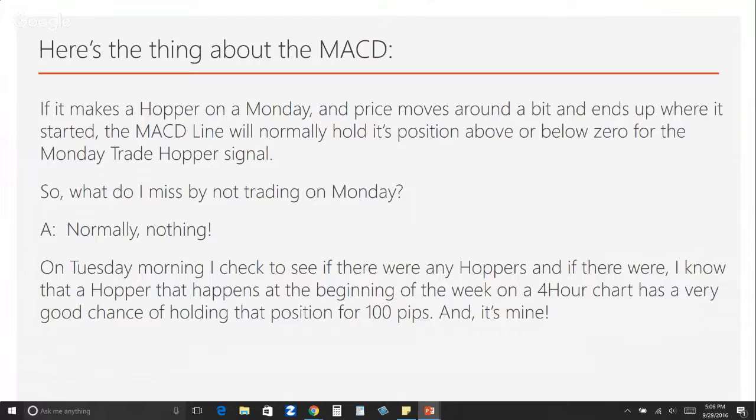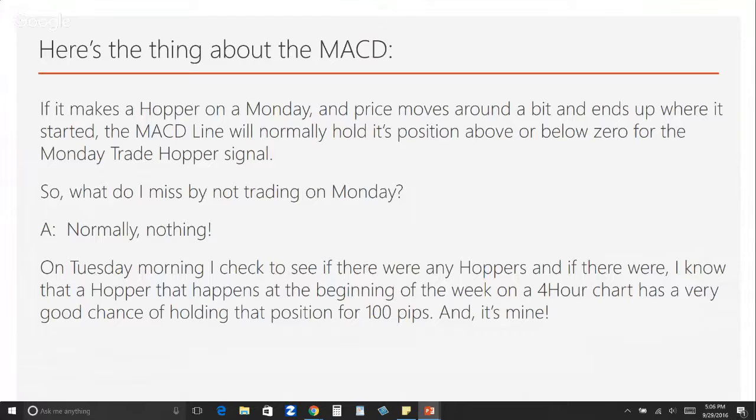So what do I miss by not trading on Mondays? Normally, nothing. On Tuesday morning, I check to see if there were any hoppers, and if there were, I know that the hopper that happens at the beginning of the week on a 4-hour chart has a very good chance of holding that position for 100 pips, and it's mine.